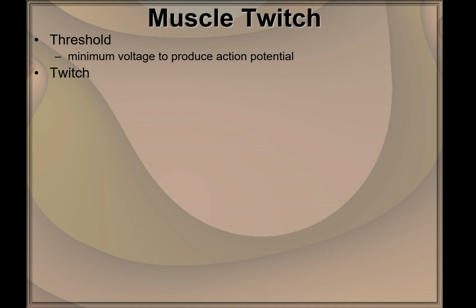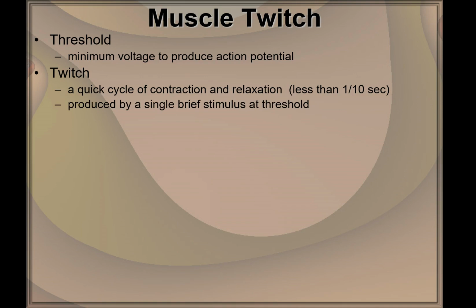So another term we have is a twitch. A twitch is a quick cycle of contraction and relaxation lasting less than 1/10 of a second, produced by a stimulus at threshold. One single stimulus at threshold. So essentially, it's what's that minimum voltage that you had to shock that muscle with to get an action potential.